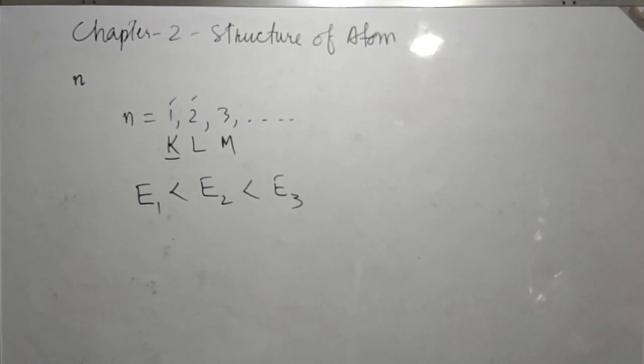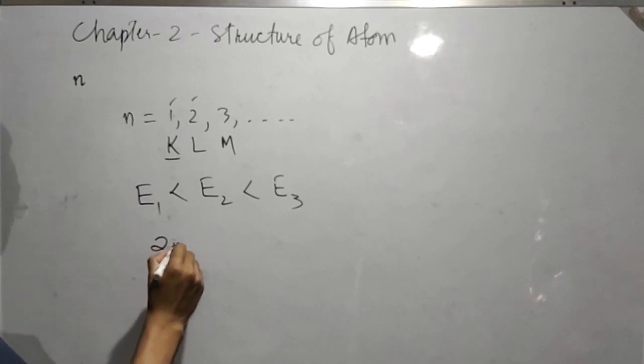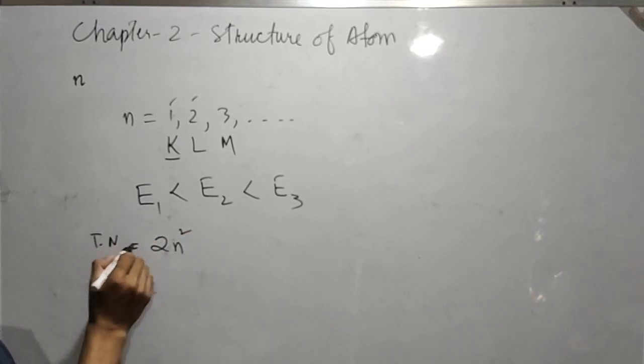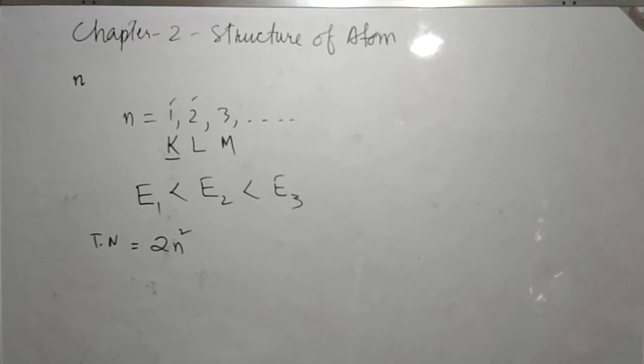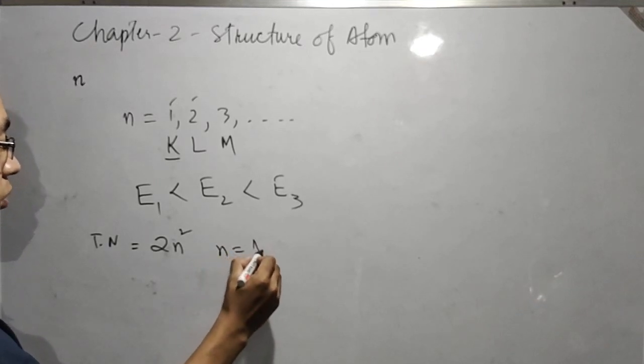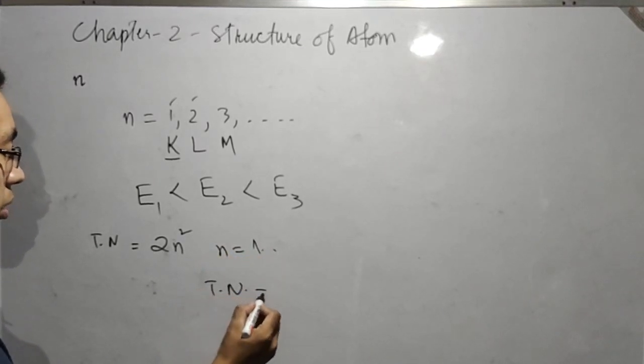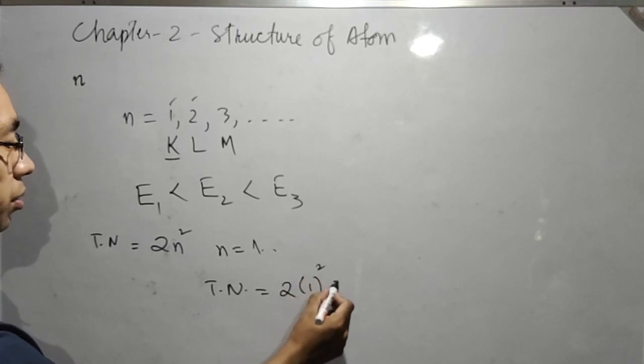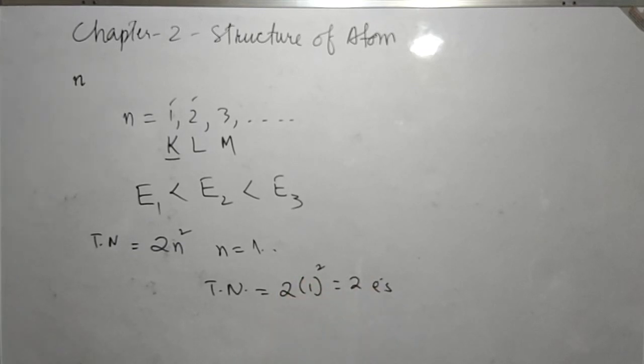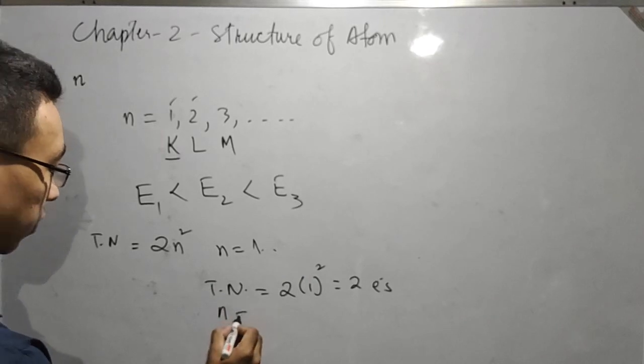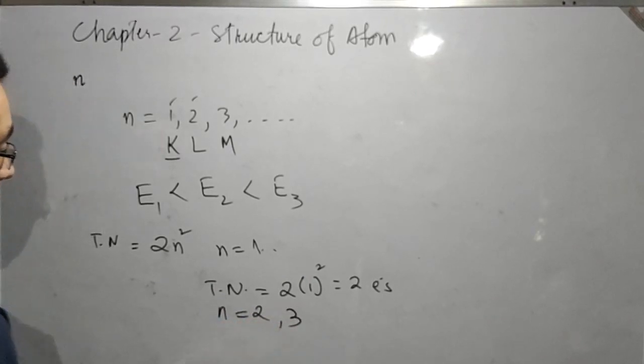Now the maximum number of electrons that can be accommodated in each shell is given by 2n square. If n is equal to 1, then the total number of electrons will be equal to 2 into 1 square, which equals 2 electrons. I want you to find out the total number of electrons that can be accommodated in the second shell and also the third shell.